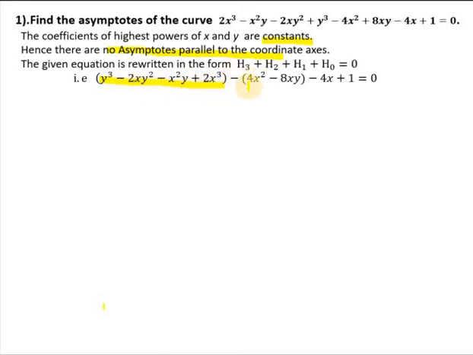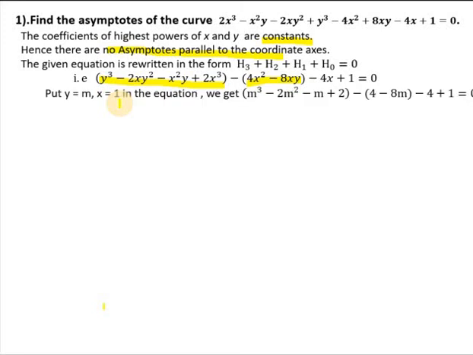Then going to the second degree terms, minus 4x square plus 8xy. In 4x square the power is 2, and here x to the power of 1, y to the power of 1, 1 plus 1 is 2, so this term is a second degree term. Then for first degree we have only minus 4x, and the constant is plus 1. And now let us put y is equal to m and x is equal to 1 in this equation.